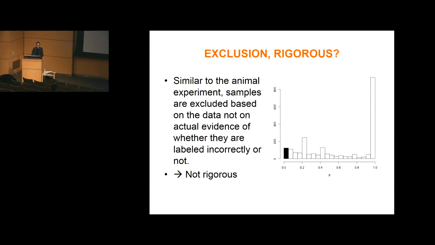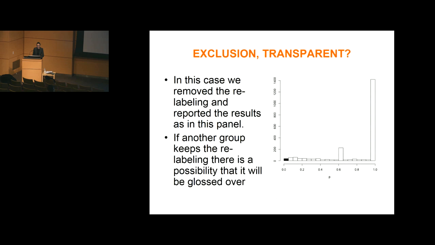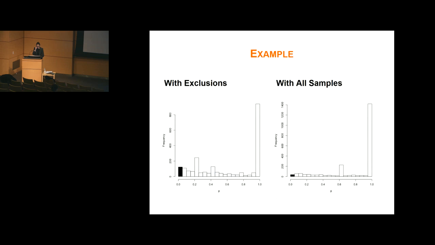So is this exclusion rigorous? Similar to the animal experiment, samples are excluded based on the data, not on actual evidence and not on pre-specified decisions, and whether they were indeed labeled incorrectly. So it's not rigorous. And in this case, if we remove the labeling and report the results as in this panel, if another group keeps the labeling, there is a possibility that it will be glossed over. So if you see the figures side by side, the two sound very different.